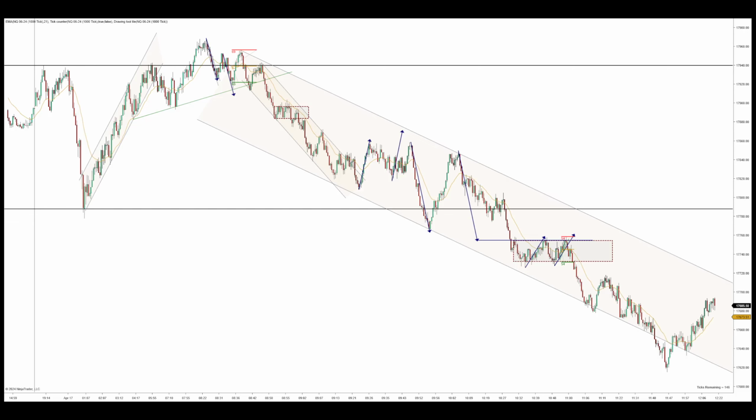Hi everyone, this is the E-mini Nasdaq. I'm using a 1000 tick chart and a 21 EMA. I've got my overnight high up here and my overnight low down here. These are our key levels for the day.